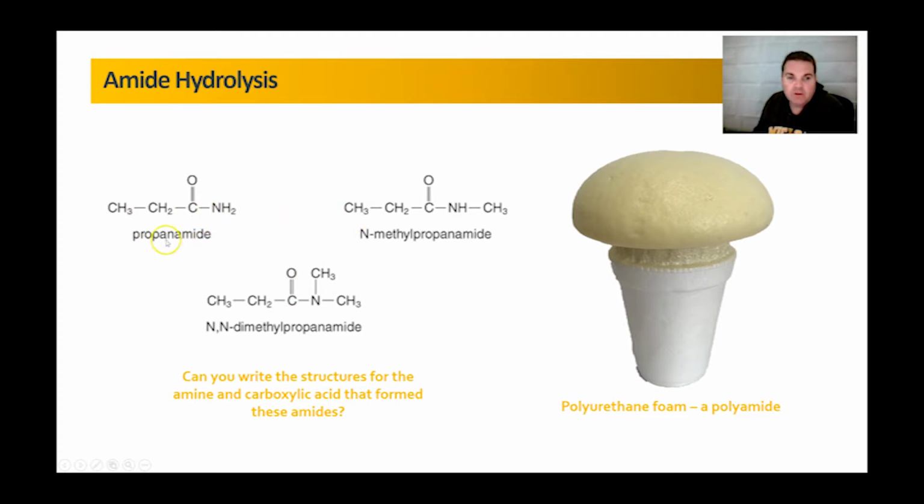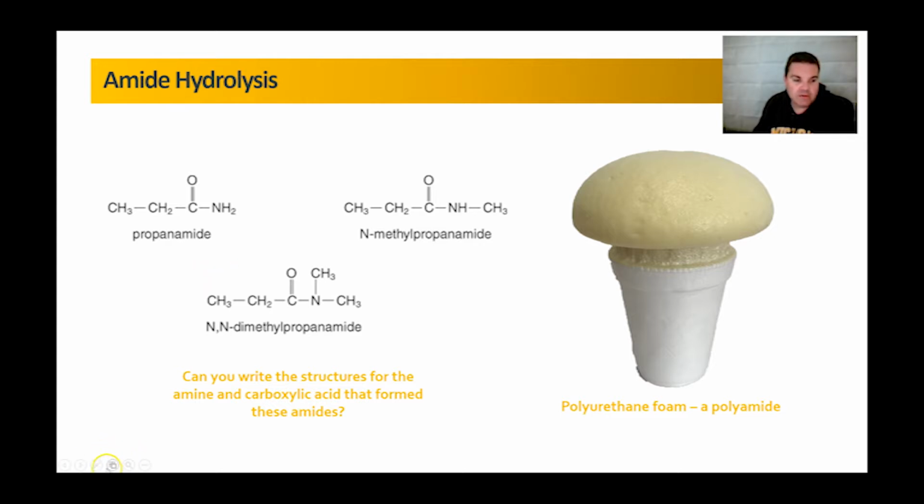I've got 3 amides here, just asking you to see if you can write the structures for the amine and carboxylic acid that's formed from these amides. You could try doing it under both alkaline and acid hydrolysis, and seeing if you can get the right answers as well. So you might want to pause it and just try and do those. Okay, but hopefully it's fairly easy.